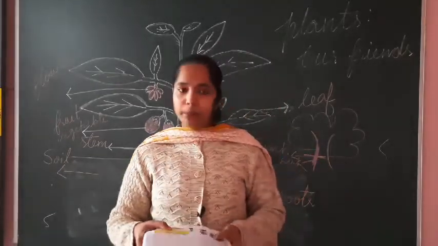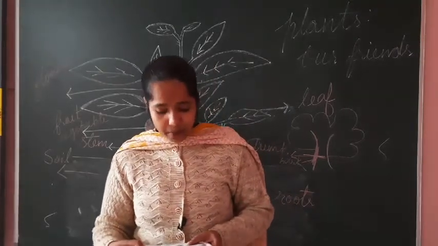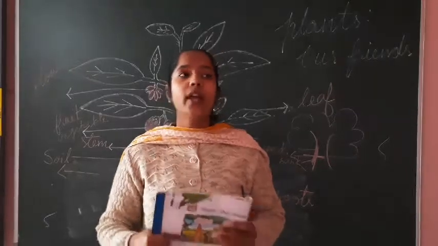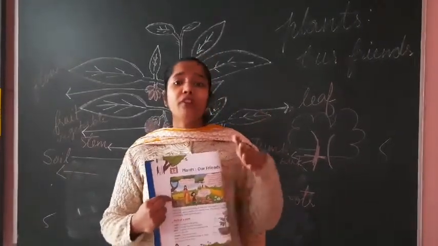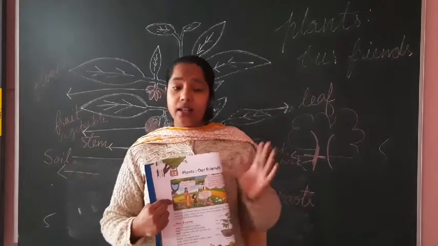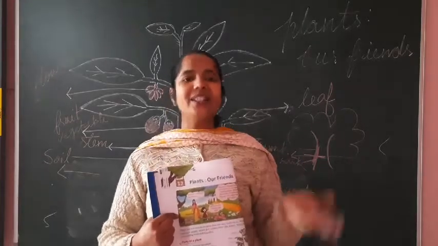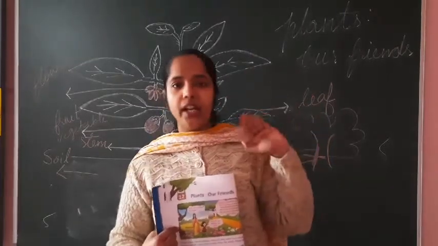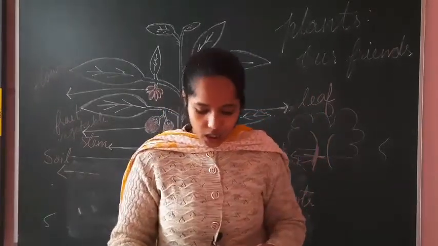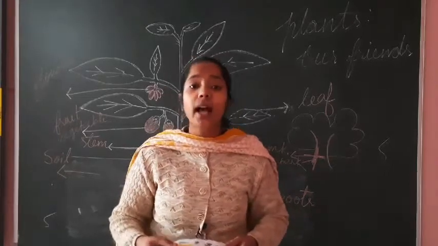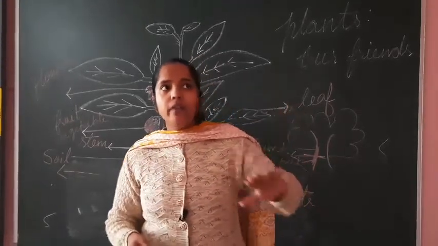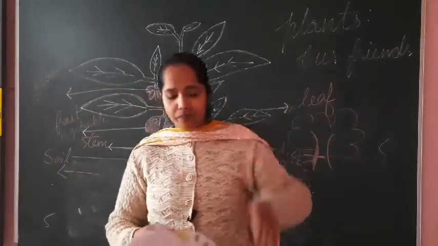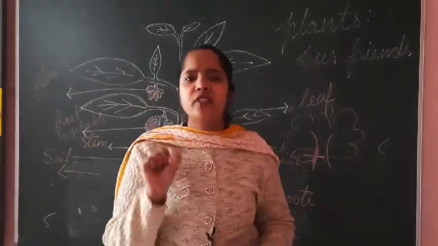Okay. Now climbers. Very weak stemmed plants which need support to grow are called climbers. Climbers need a support to grow, understood? A wall support is needed. When you give support to a climber, it will go up to that height. It has very soft stems.